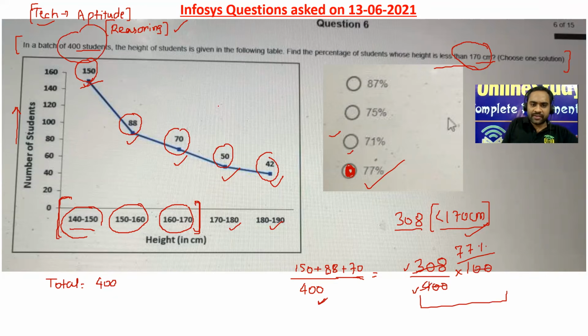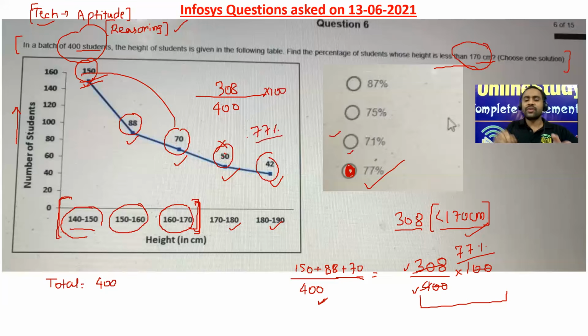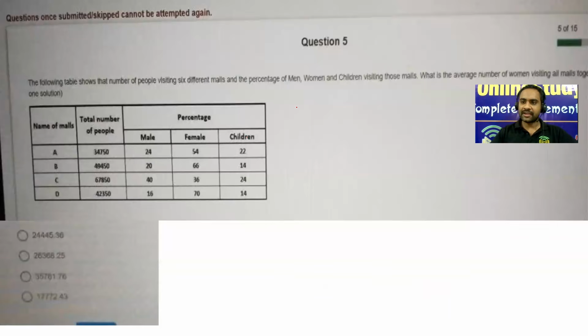So total 400 students are there. Now less than 170 centimeter, you were able to see: 50 plus 70, 120, right? Then 120 plus 150 will be 270. No, it is 120. Oh, this 50 is not there. So this is 220 plus 88, that is 308, divided by 400 into 100, it will be 77%. So you will be easily able to calculate when you are actually doing it in the exam, but right now you need to understand it, and that is the reason we are doing this.